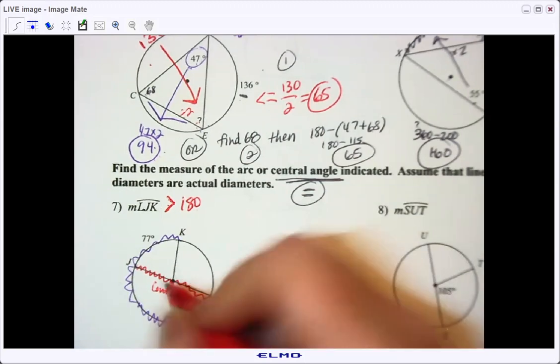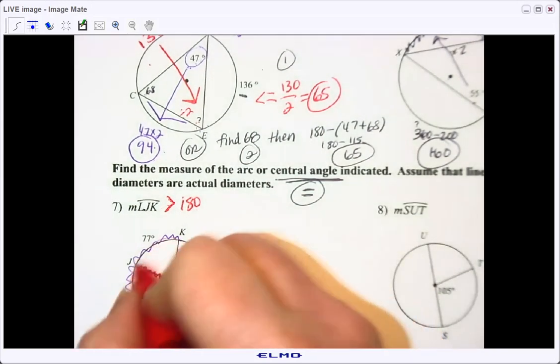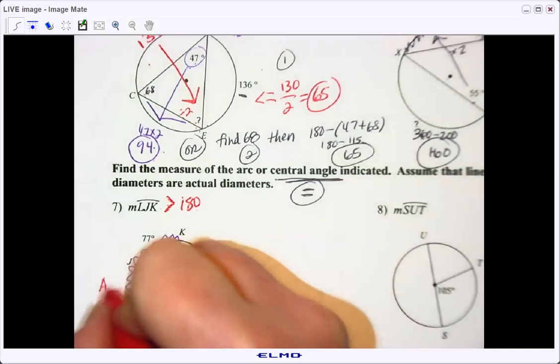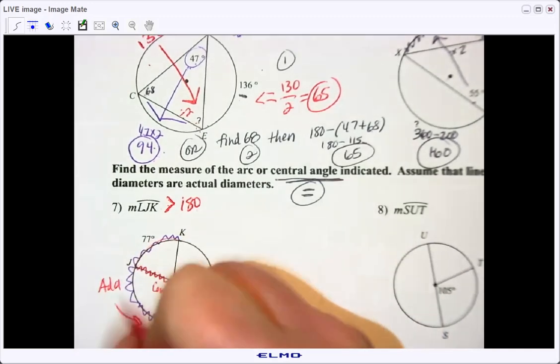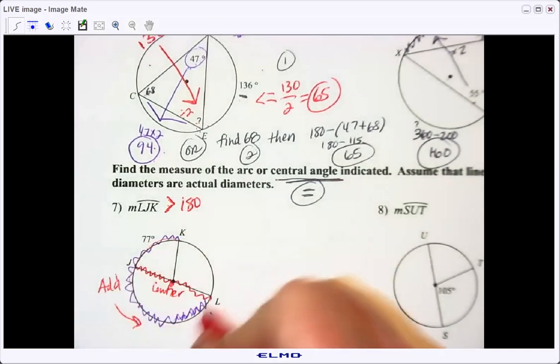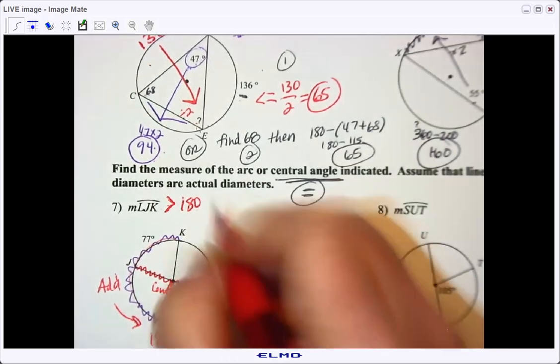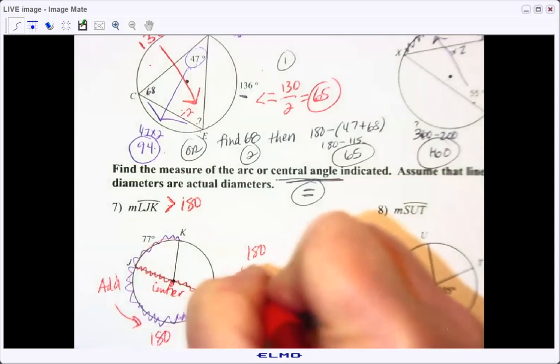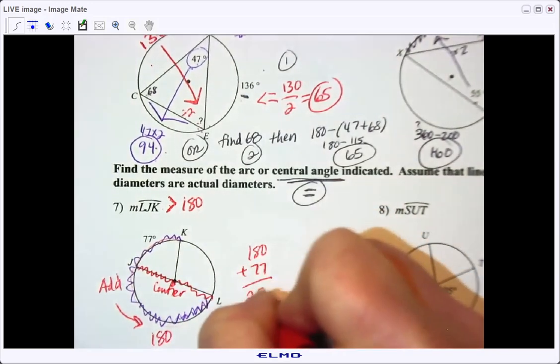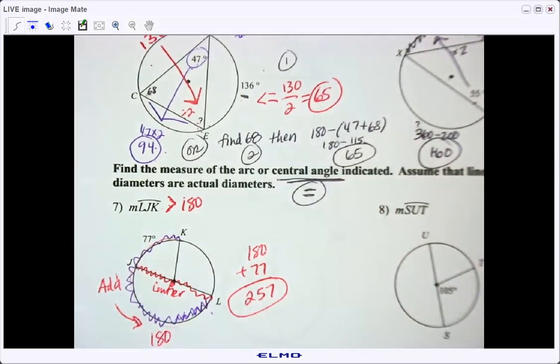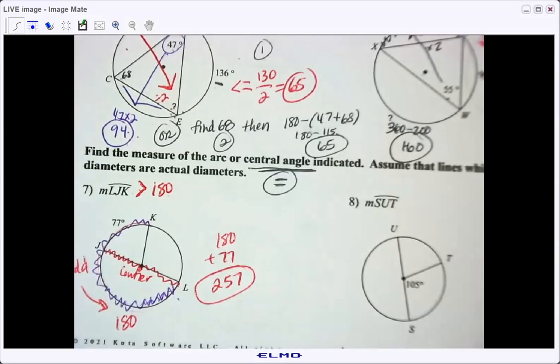Okay, so look at the parts that's squiggled out. This is 77, and I'm going to add to this part. Remember, this right here, because it's a half a circle, is 180. So I'm going to add them together. 180 plus 77 and I get 257. Okay. So if you didn't get 257, that's how you would consider that. Most of you did.